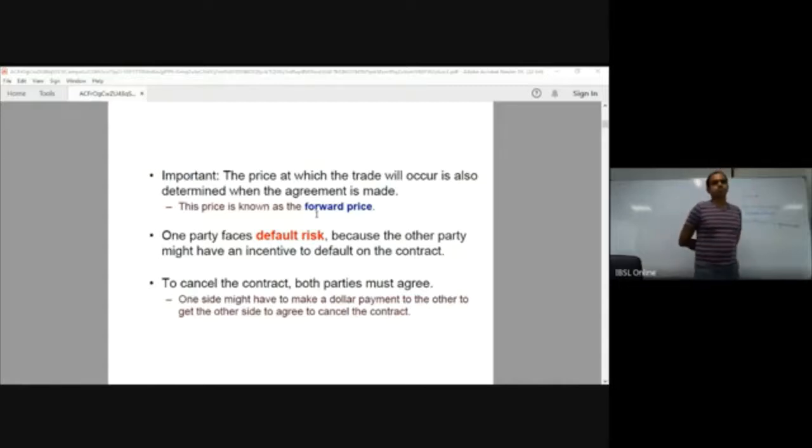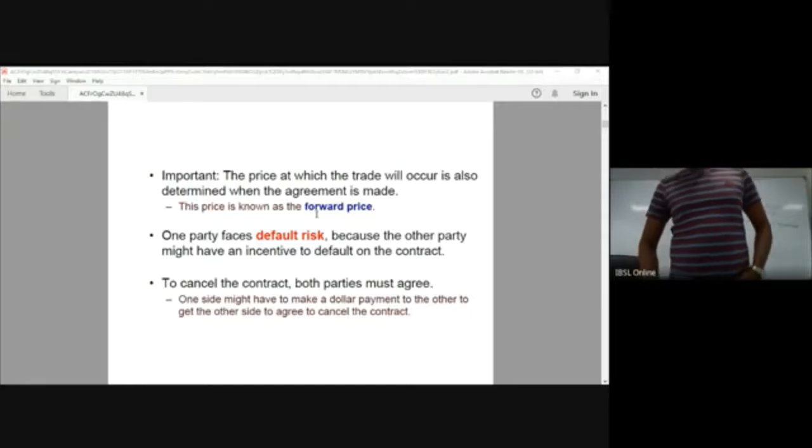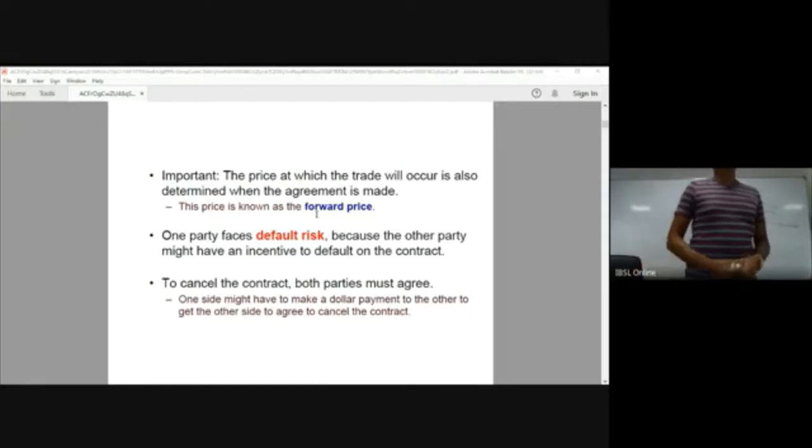Right? To cancel the contract, both parties must agree. Basically, it's like a divorce. If you get into a forward, to cancel it is like a divorce. Both parties have to agree. Otherwise, there will be legal battles. One might have to make a dollar payment to the other to get the other side to agree to cancel the contract.